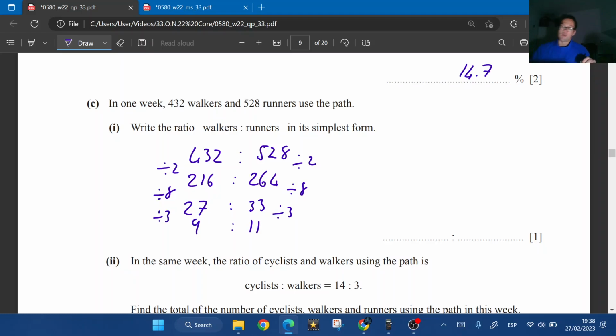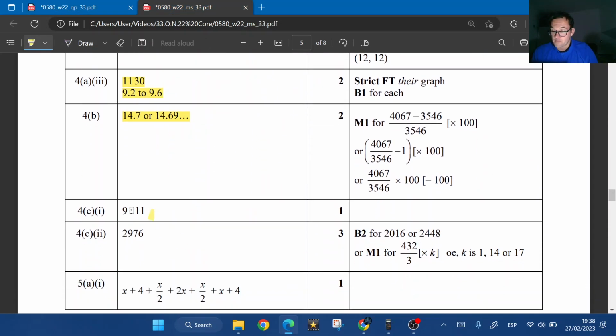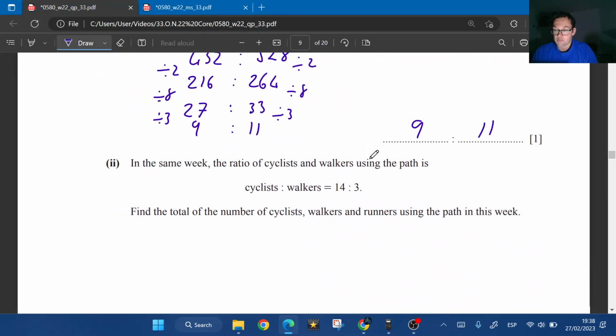And then we know we can't divide anymore. Okay, quickest way, of course, would have been dividing it by 16. Anyway, 9 and 11. I mean, there's quicker ways to do this, but we got it.